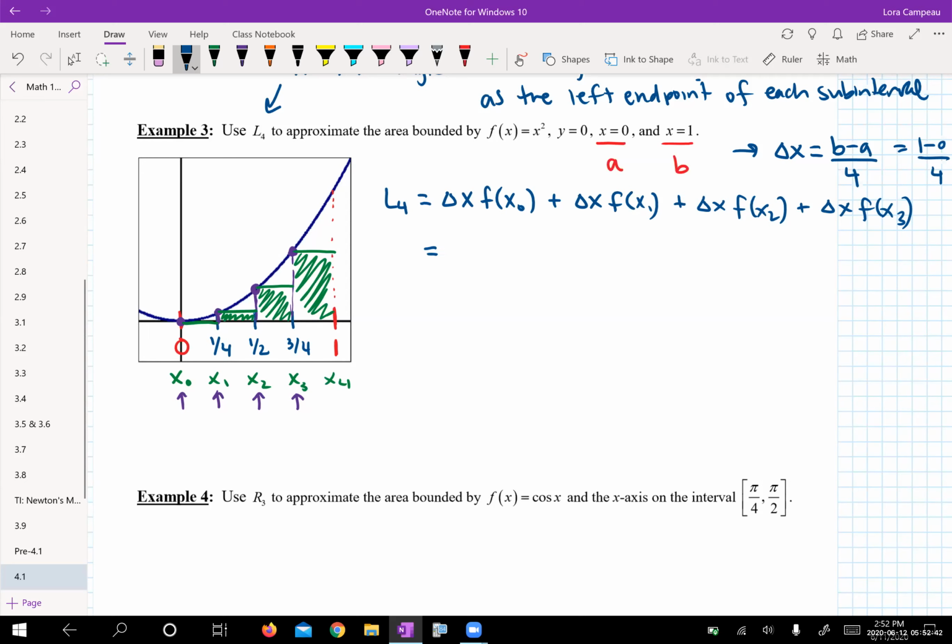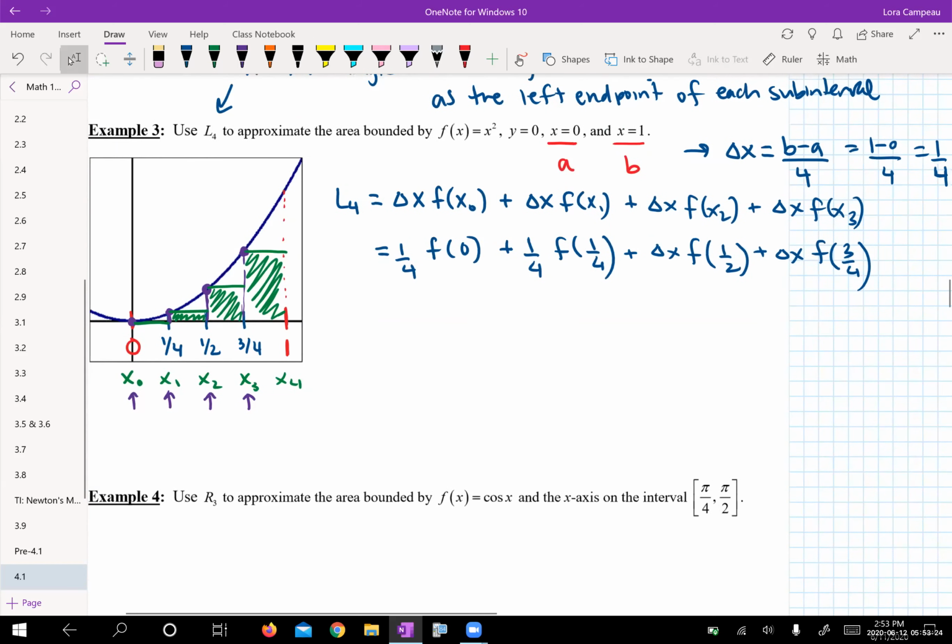Delta x in each of our cases is 1/4. And so our job is to plug in, and actually I'll be a little more precise for you. X sub 0 is 0. So we have f of 0, 1/4. X sub 1 is 1/4. X sub 2 is 1/2. And x sub 3 is 3/4. So all I'm doing is replacing my labels with my actual x values that I've chosen. And then now you're using function notation to compute your heights.